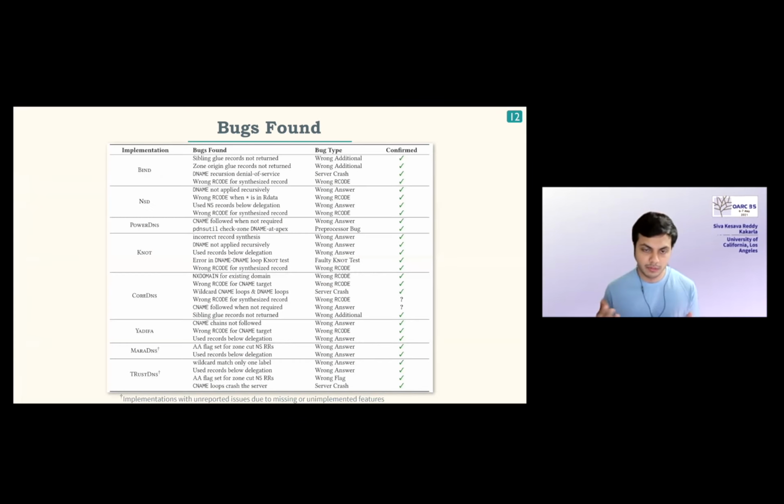And this is the list of all the bugs that we found. We found around 30 bugs, and most of them have been confirmed, and a lot of them have already been fixed by the developers. And I will give you some examples of the bugs that we found.